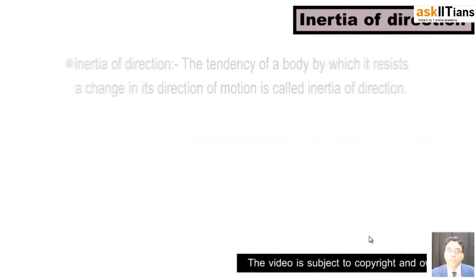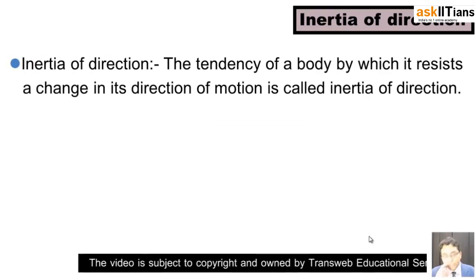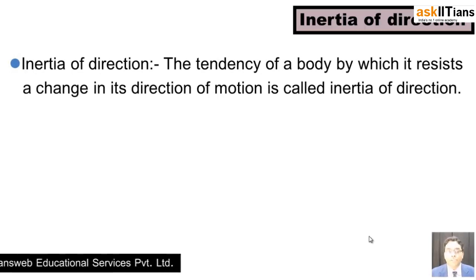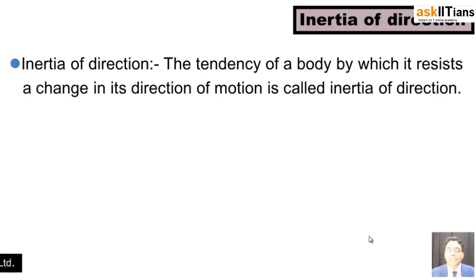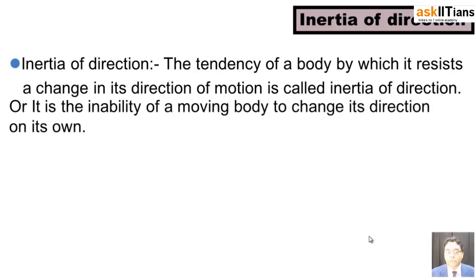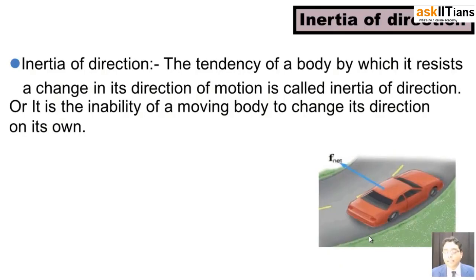Going further to the last one of inertia, we talk about the inertia of direction. Inertia of direction basically refers to the tendency of a body by which it opposes or resists any change in its direction of motion. That is what is called the inertia of direction. It is because of any opposition to the change in the direction of a moving object, or you can simply say the inability of a moving body to change its direction on its own.